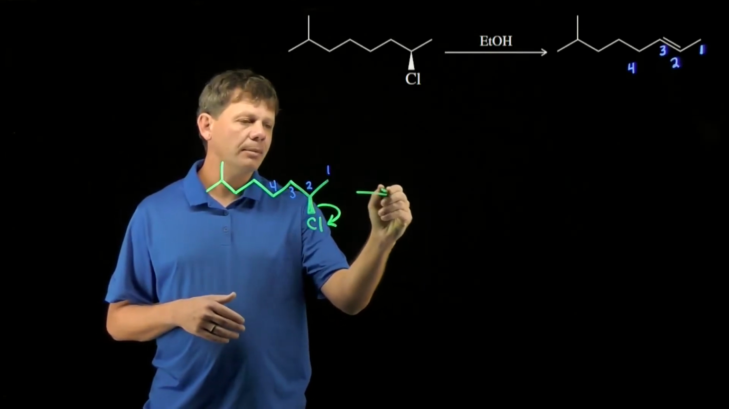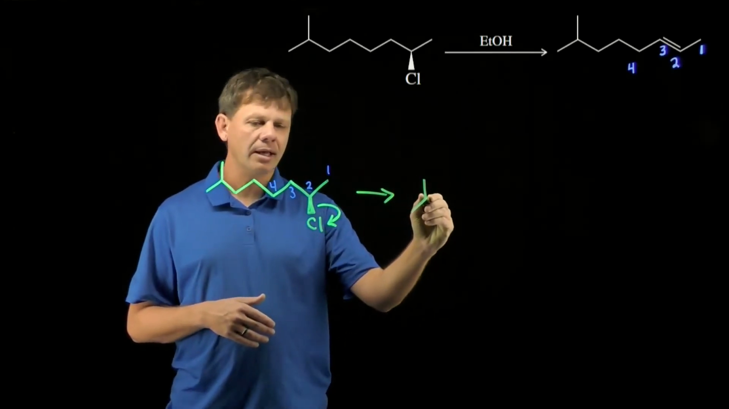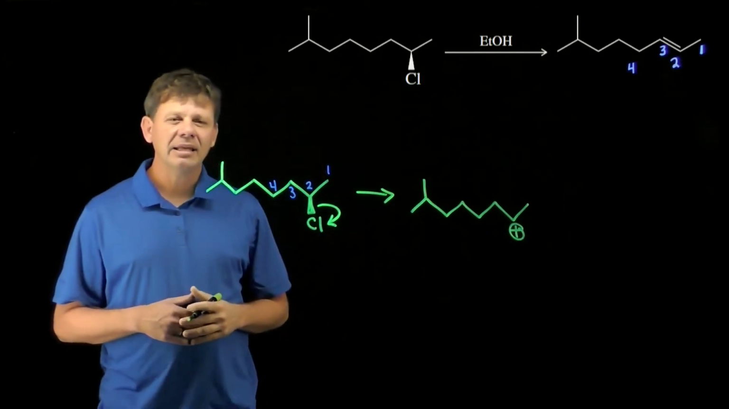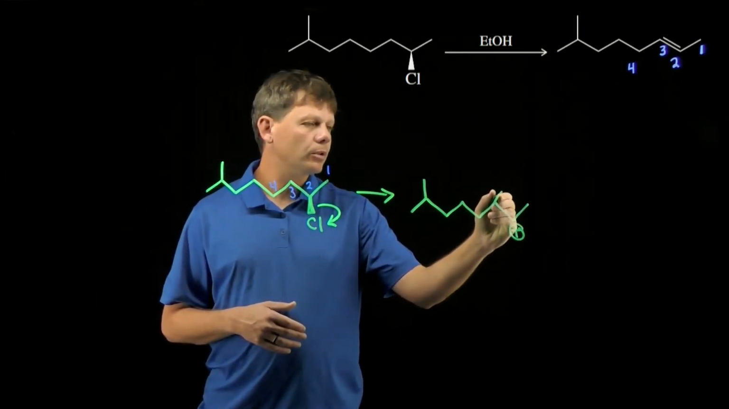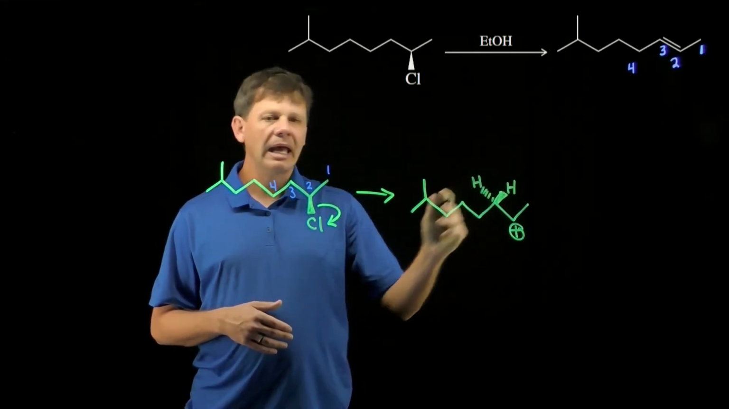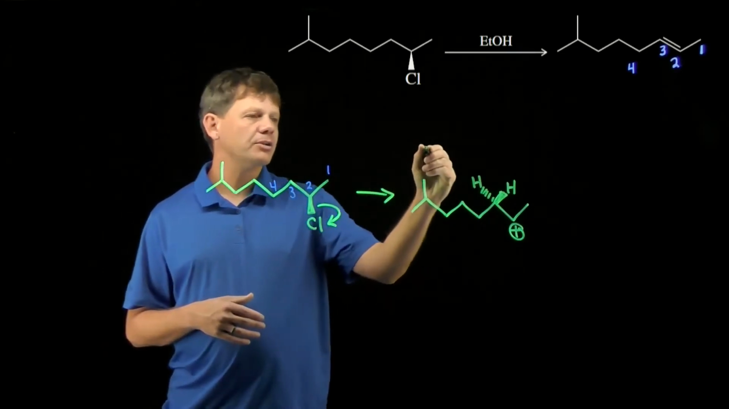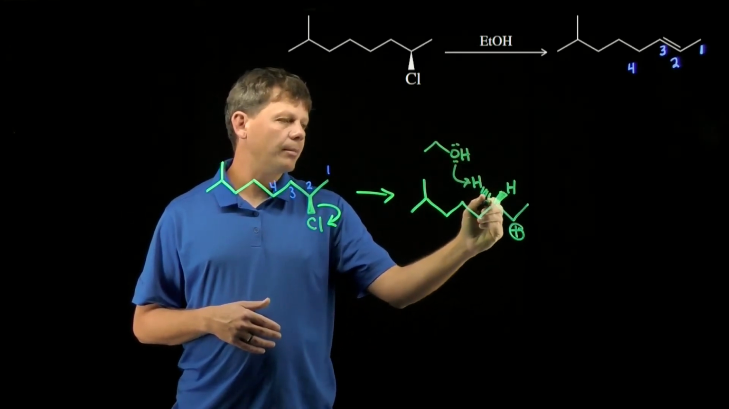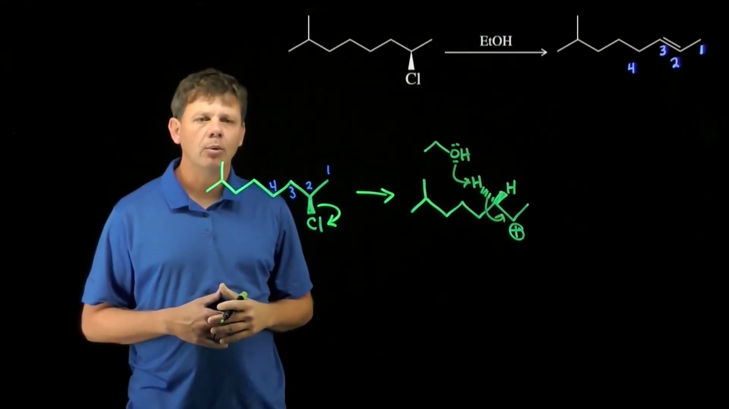The E1 elimination proceeds through the carbocation. I'll draw it. And it's at this point that we will lose one of the protons from carbon 3. Ethanol, as our solvent in the reaction, can act as the base to remove that proton and make our new double bond.